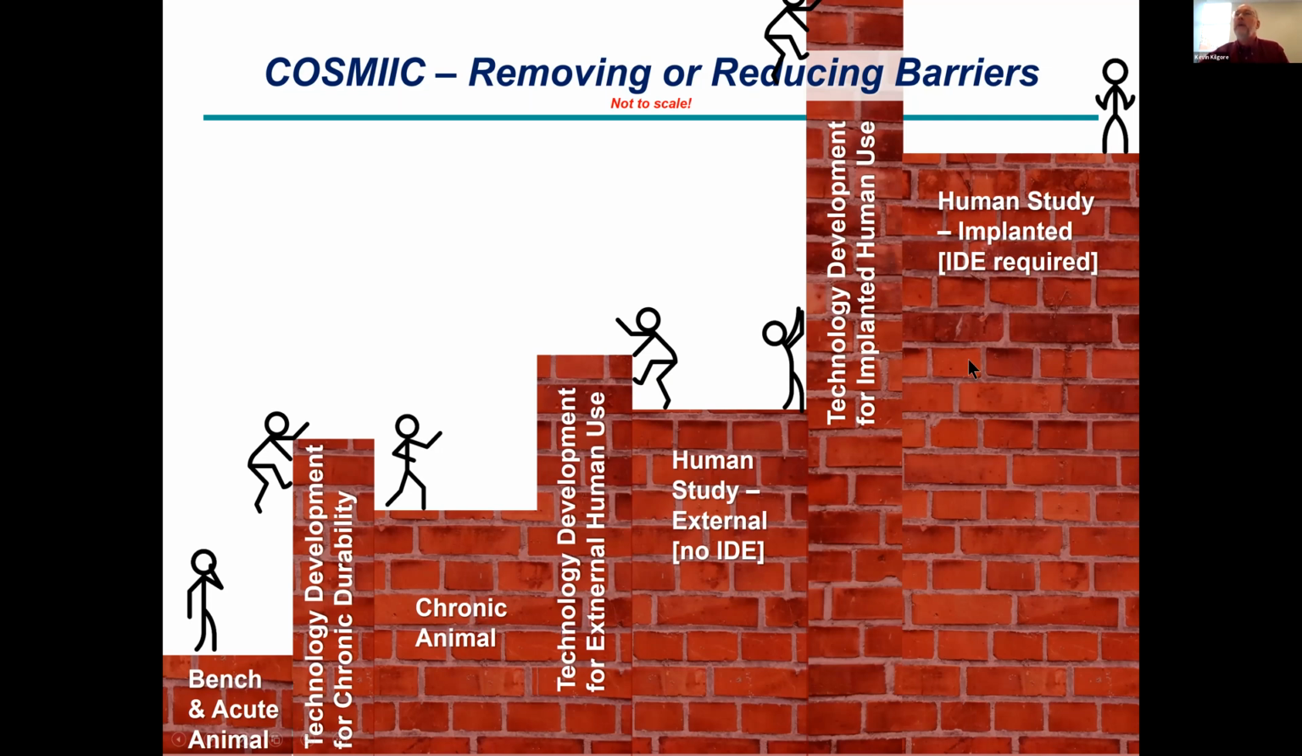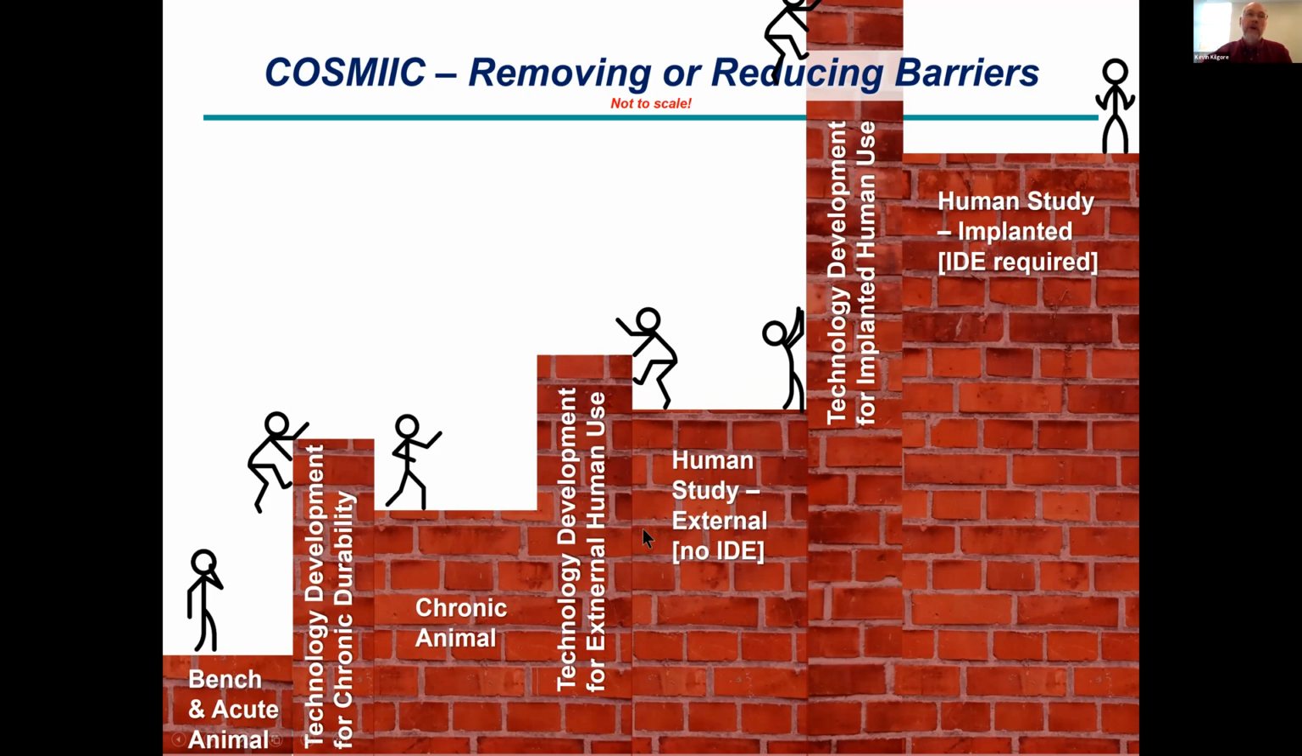just humor me for a minute, just to think through what happens as an idea progresses from bench and acute animal testing all the way through chronic animal testing, through human study with external devices where no IDE is necessary, ultimately to, let's say, a human study using an implanted device. So there are a lot of hurdles here that you have to cross, and some of them have to do with the technology development that you have to do at each stage.